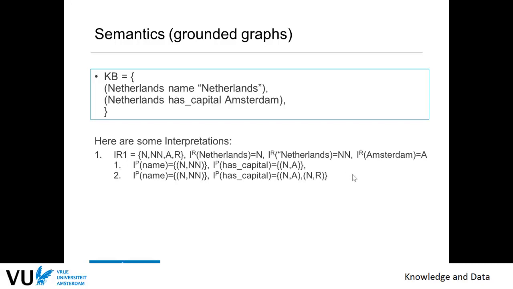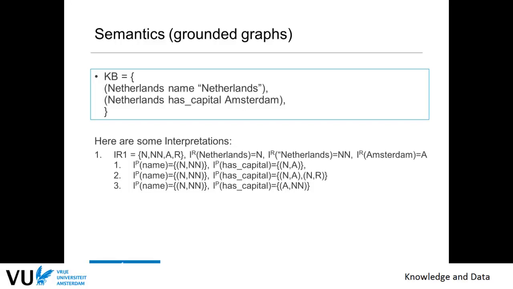There's a second one where we have exactly the same universe, but now the has capital relation also holds between N and R. So this basically says that Rotterdam is also related in a has capital relation to the Netherlands. In a way, this doesn't contradict the knowledge base that we have above, but I will get to that later. There's a third possible interpretation, even with the same universe, and that is that N and NN are related by the name relation, so nothing changed there. But then we have the has capital relation between A and NN. And if you think about it, you will notice that obviously this is not an intended meaning, that A and NN are related.